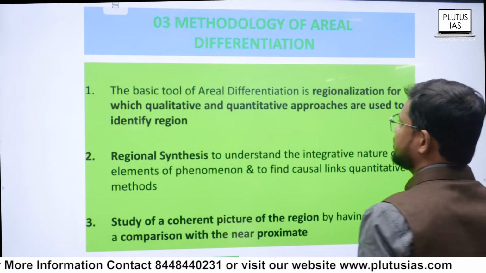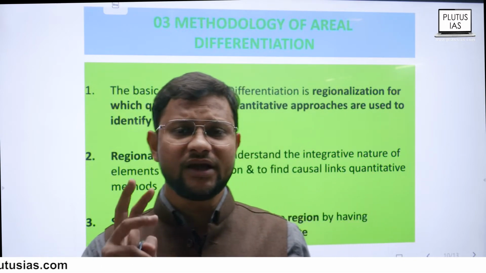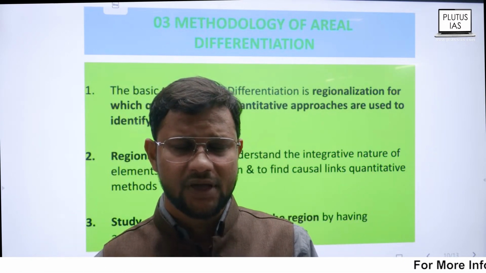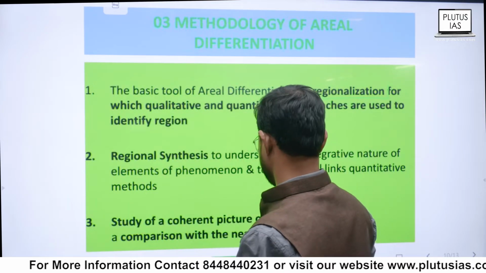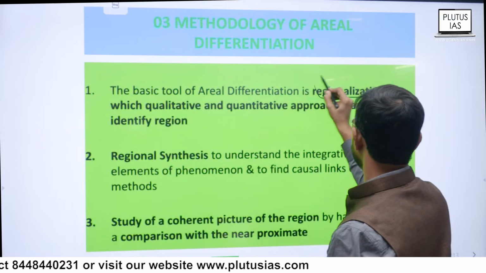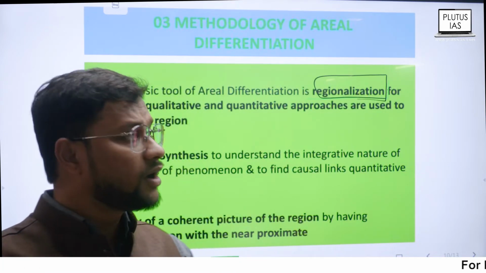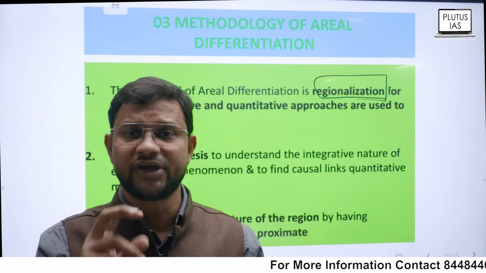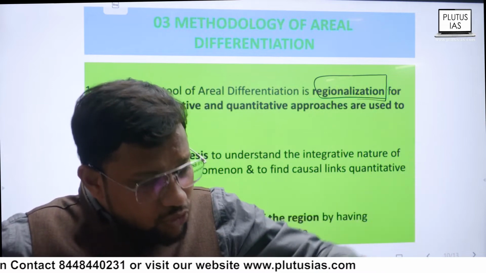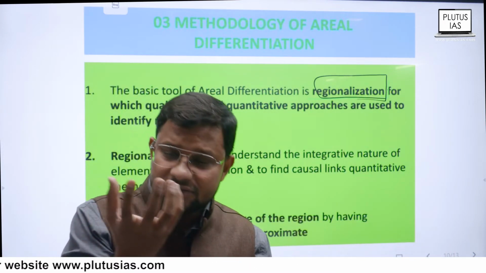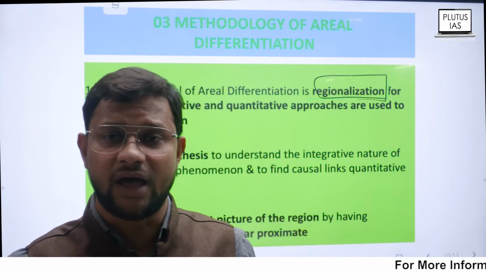Then the next point, which approaches this areal differentiation follows, then देखो areal differentiation 3 approaches follow करता है, ठीक है? 3 approaches in a sense कि first it follows the regionalization, which is for the purpose to identify the boundaries of a region quantitatively and qualitatively, ठीक है, in both ways. क्योंकि जब तक region की boundaries हमको clear नहीं होगी, फिर हम वो region को codify नहीं कर पाएंगे, ठीक है, and we cannot compare that region with other regions then.